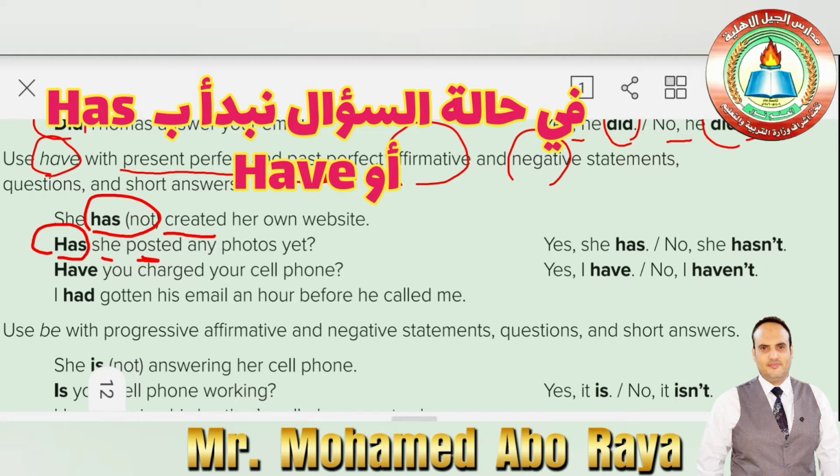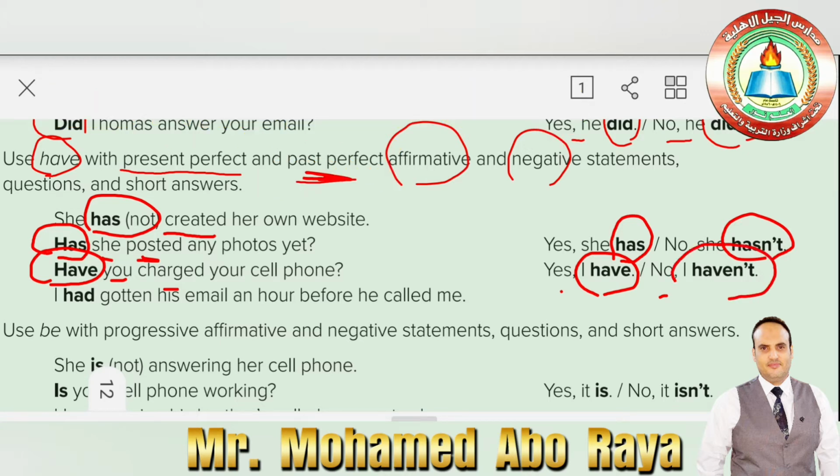In the case of yes, you can say yes, she has. In the case of no, you can answer the question using no, she hasn't or has not. In the case of question with plural pronouns, begin your question with have you, have they, have we. Have you charged your cell phone? In the case of question, you will answer about yourself. You can say yes, I have. Or in the case of no, you can say no, I haven't.